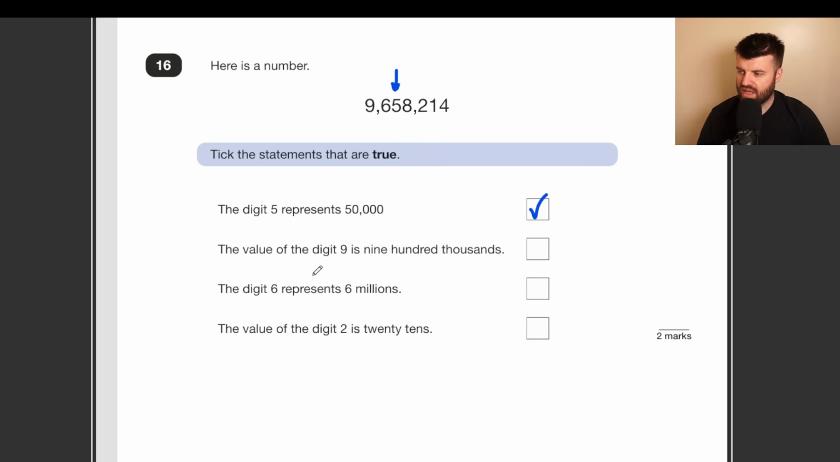That is true. The value of the digit 9 is 900,000. Where is the 9? That's in the millions column. So therefore it is worth 9 million, not 900,000. Keep this blank. It's not true. The digit 6 represents 6 millions. Well, we just spoke about how the 9 actually represents millions. The 6 is 600,000. Leave it blank. And here's the tricky part. The value of the digit 2 is 20 tens. Well, let's look at the 2. You might think, well, it says tens, 2's in the hundreds.